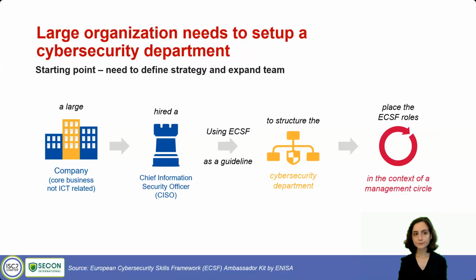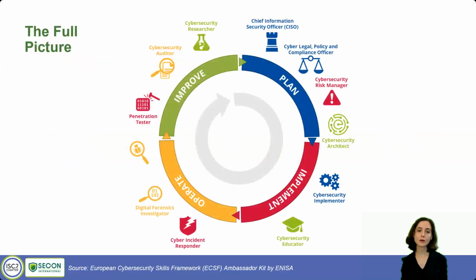One of the frameworks that is often being used is the one which consists of 4 stages: plan, implement, operate, and improve. So if the goal of the CISO is to set up a new department, then they will start with planning. And the question here is, what roles from the 12 profiles that are in the ECSF could support the planning of this new department? Well, there would be the policy officer, there would be the risk manager, and the cybersecurity architect.